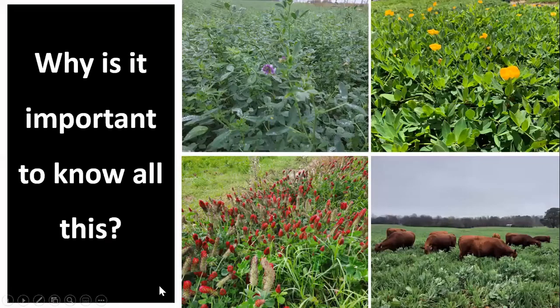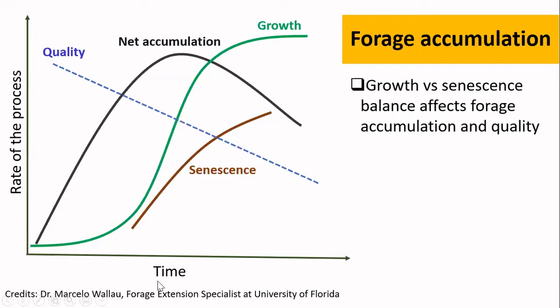You might be thinking, so why is all this important? Like, how is this applicable for my pastures? Why do I need to understand all these things, right? So on pastures, there will be a natural process of growth and forage accumulation. And after some time, the vegetative material starts to senesce.